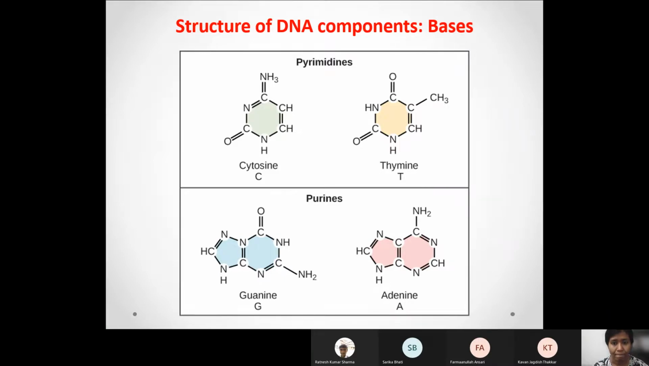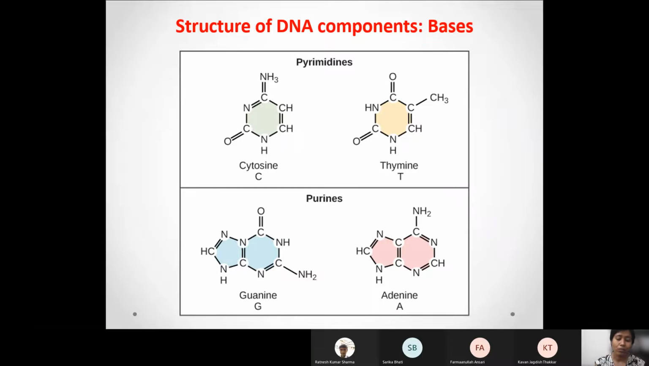Ma'am, it will be thymine. Okay, and what would that be called? Uracil. Okay, thank you. So you have these four nitrogenous bases, these purines, these pyrimidines, and in RNA, instead of thymine, you would have a uracil.